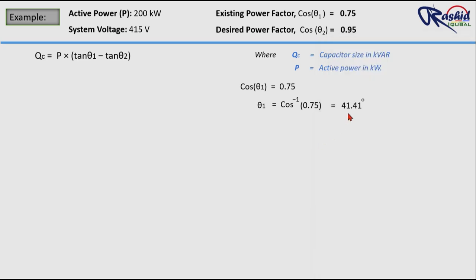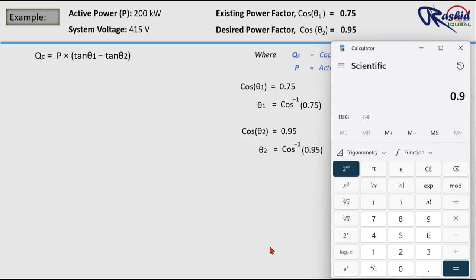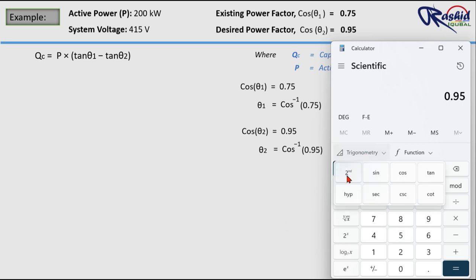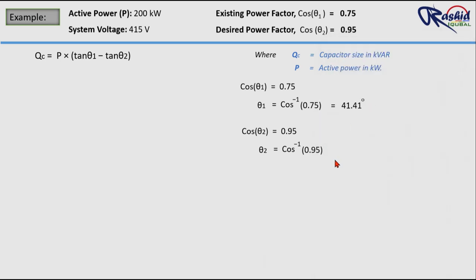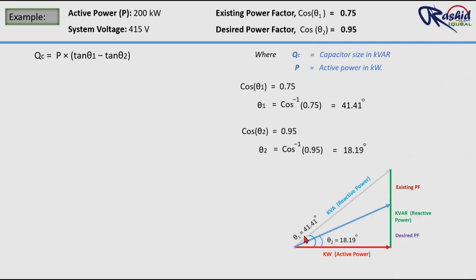Same way we can find the theta 2 value through the desired power factor. So we have cos theta 2 equal to 0.95. Then theta 2 equal to cos inverse 0.95. And we can find the value of cos inverse 0.95 through the calculator, which is equal to 18.19 degree. Now we have both angles, theta 1 and theta 2.